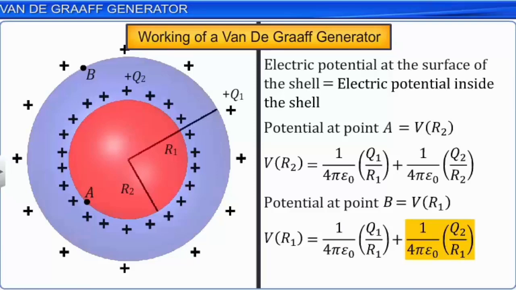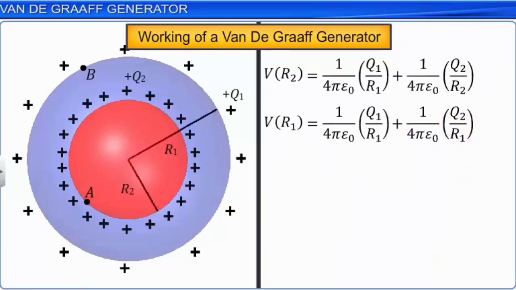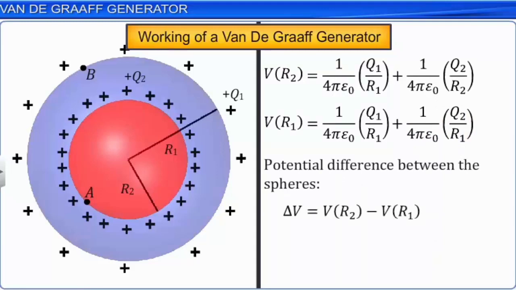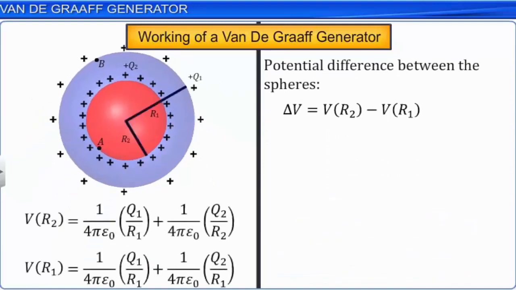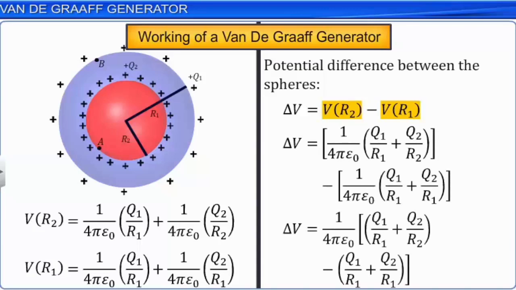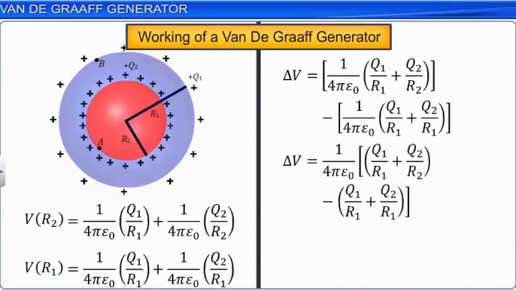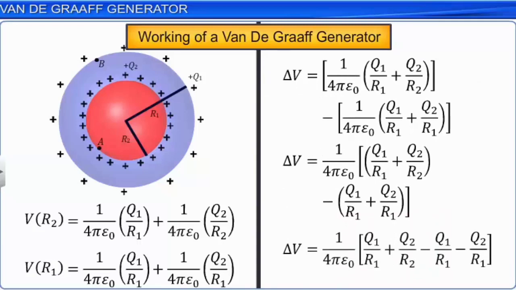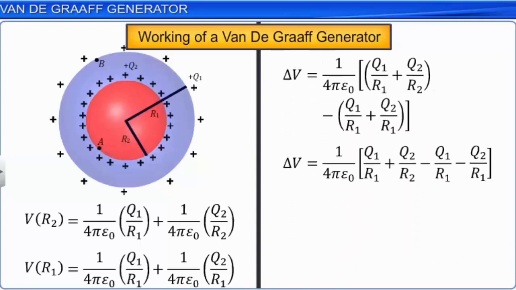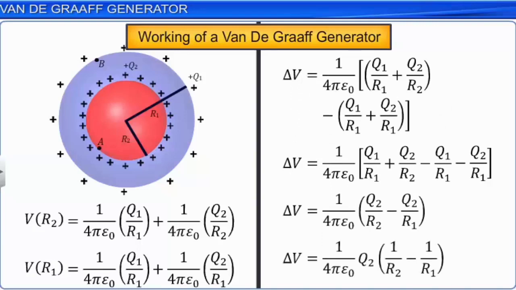The potential difference between the inner and outer spheres is delta V equal to VR2 minus VR1. Substituting the values of VR2 and VR1 in the expression for delta V and simplifying, we get delta V is equal to 1 by 4 pi epsilon naught Q2 into (1 by R2 minus 1 by R1).